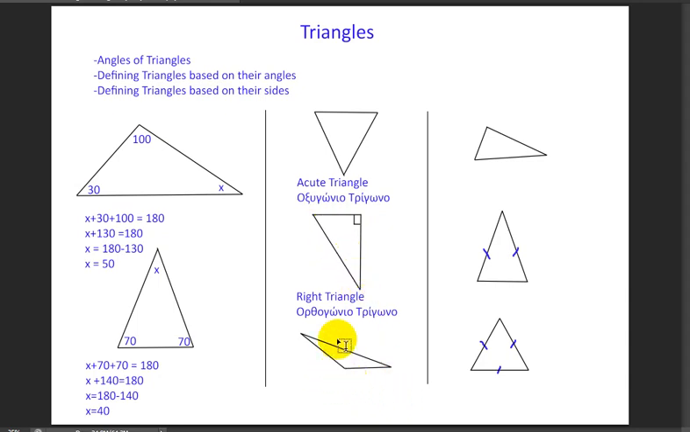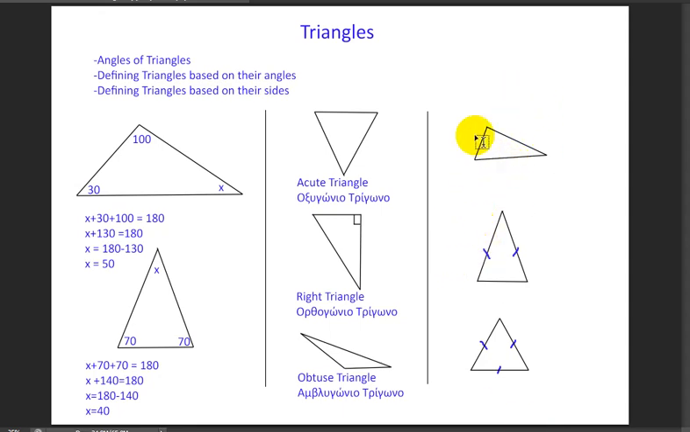Next up, we have a triangle with an obtuse angle. Right here, you can see that obtuse angle, meaning that it is more than 90 degrees. And an obtuse triangle, or in Greek, ambigonio, has 1 obtuse angle right here and then 2 acute angles here and here. Okay.